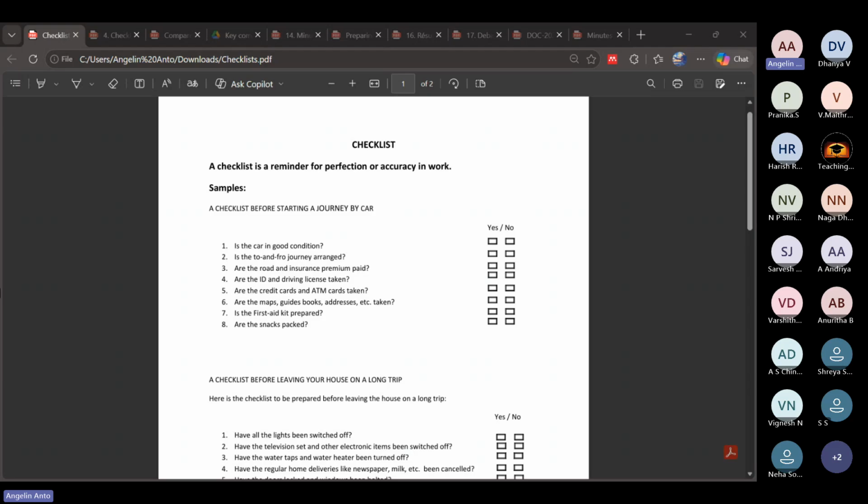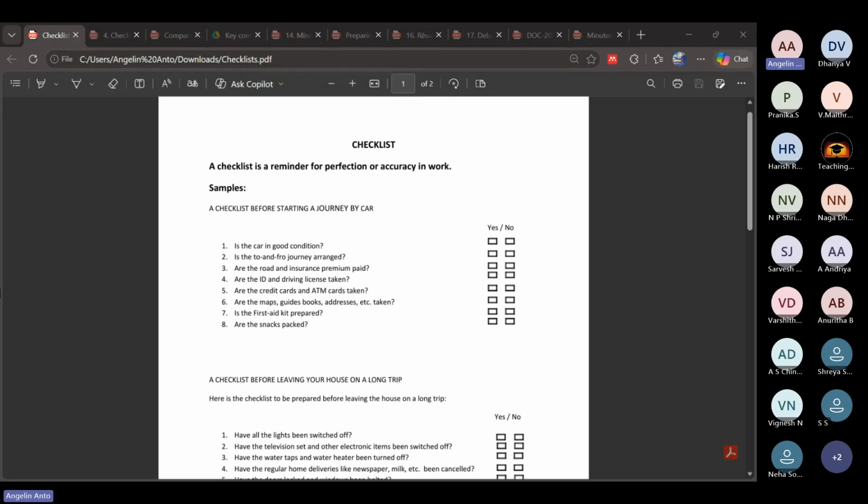So we talked about letter to the editor, letter of complaint, and article writing. Any doubts in these three? Okay, then I will move on.